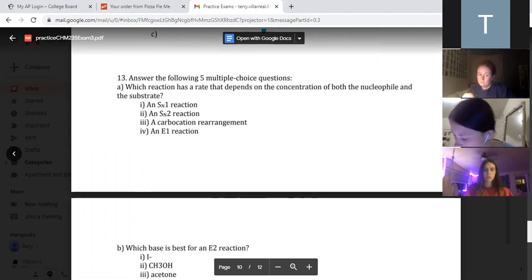What can you get rid of right away? E1. Remember, eliminations involve bases, right? So you can get rid of that. Also, carbocation rearrangement, you haven't talked about those as a family of reactions. Those just happen. They don't depend on anything. It just depends on if you have a secondary next to the tertiary or quaternary. It's not a class of reactions that we talked about. And so an SN2 depends both on the concentration of nucleophile and substrate. Good job.